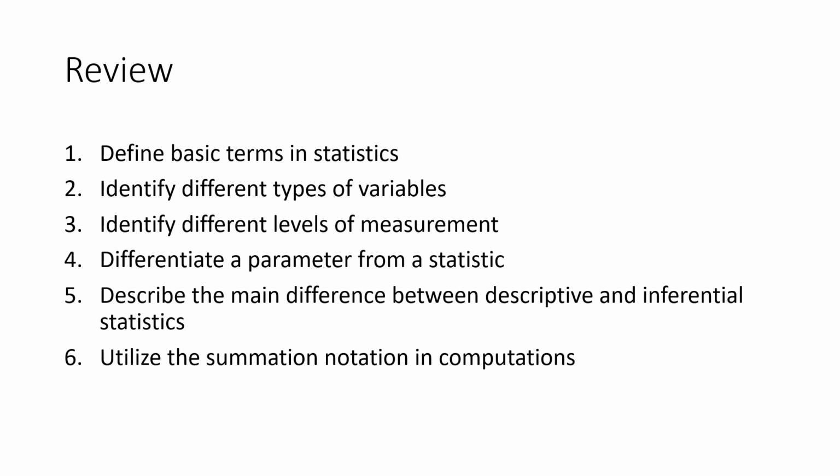So what did we do in this chapter? Well, hopefully you can answer these learning objectives. You can now define some of the basic terms in statistics. More will come throughout the semester. You can identify different types of variables, and we looked at a bunch of different types. You can identify the levels of measurement. If I gave you a variable, you could tell me what level of measurement it is.